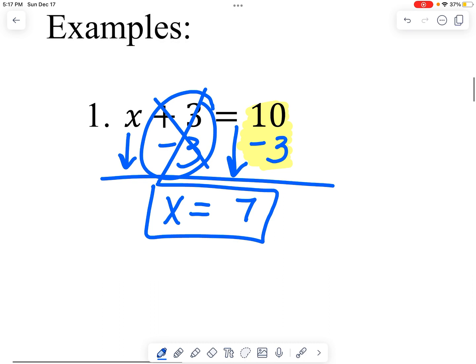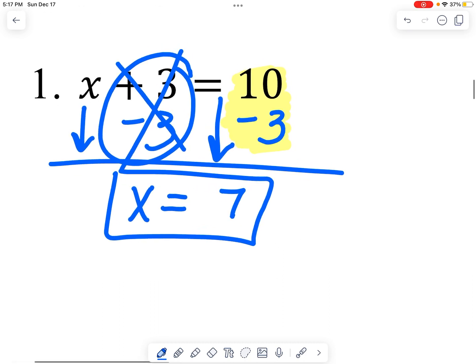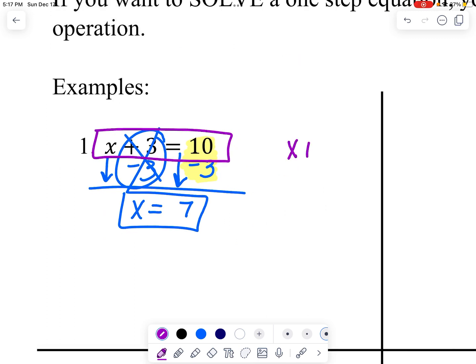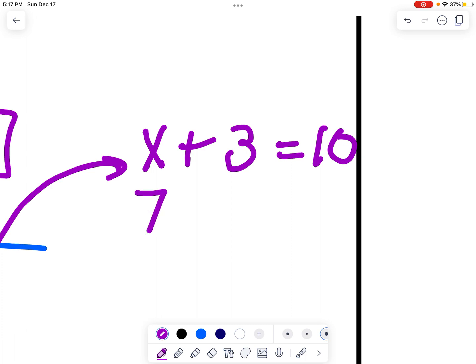Okay, hopefully someone was able to think or say that, well, if x is 7, then in this original problem, x plus 3 equals 10. If x really was 7, then why don't I just replace that x with the number 7 and then write the rest of the problem out and see if it actually works out?